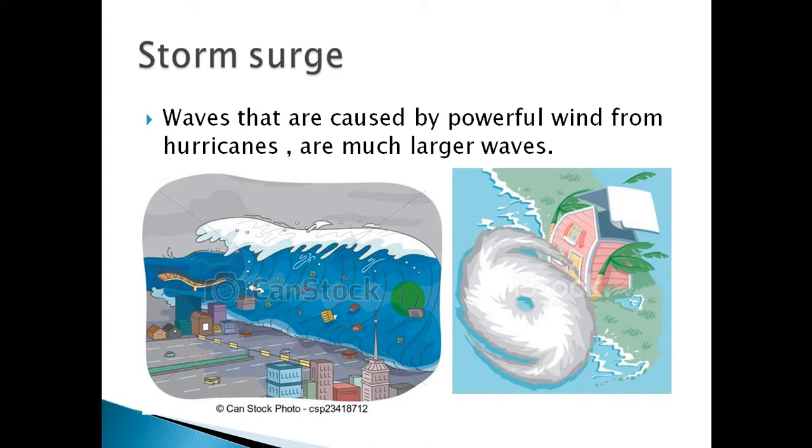Okay, so the two types of waves: surface waves, which are caused by normal wind, and the second, called storm surge, which is caused by hurricanes.